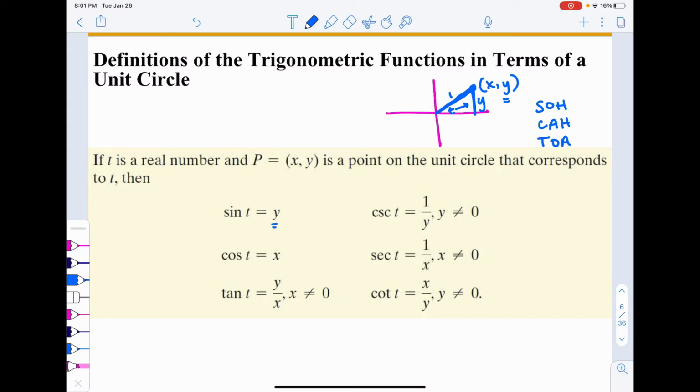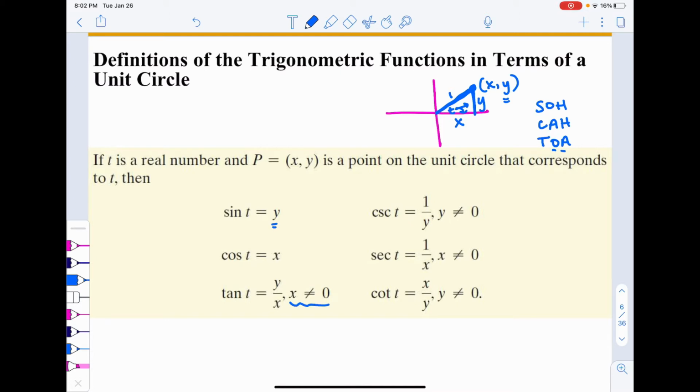The cosine would end up being the adjacent side, which is what is right next to it. That is going to be the x value, how far you go over to the right, divided by that hypotenuse, which is a 1, which is why it's just an x. And your tangent is that opposite over adjacent, so your opposite value y over your adjacent x. They also remind you x cannot be equal to 0 because then you'd have an undefined value.